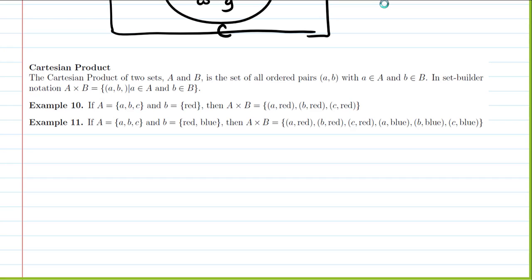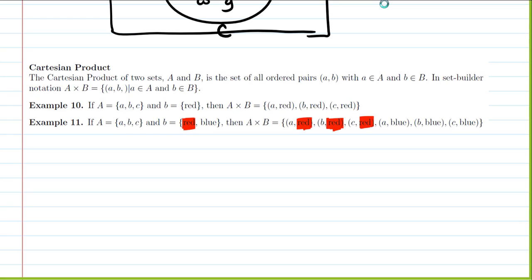Okay, example 11. What if my set A stays the same, but now my set B is the set red, blue. Then A cross B would be the set of all ordered pairs. Well, I would still have a red, b red, c red, but now I have a second element in my set B. So it would be a blue, b blue, and c blue. So I'm pairing every element of my first set with every element of my second set.